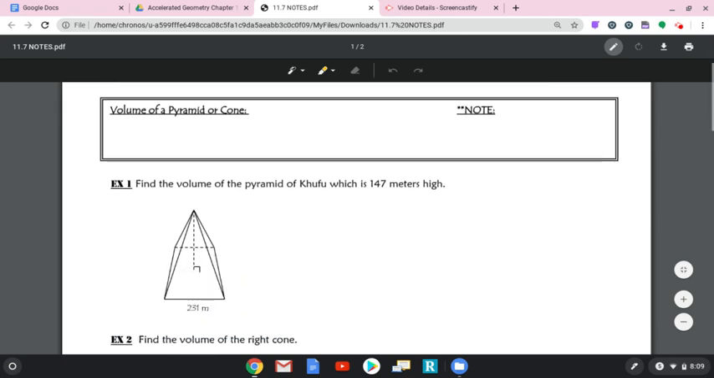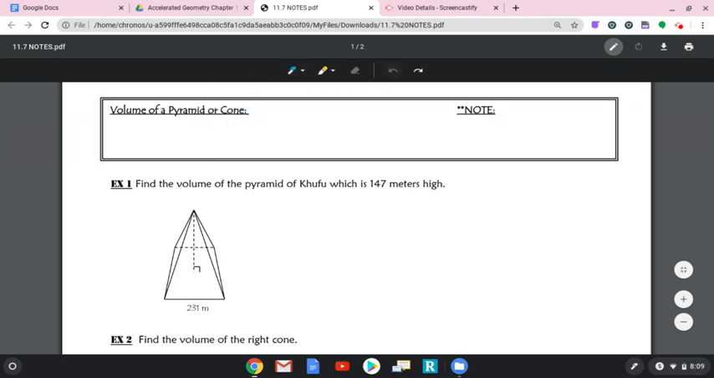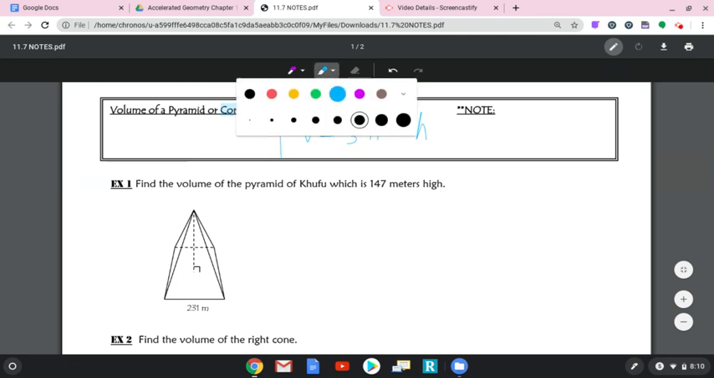But if I wanted to talk about the volume of a pyramid or a cone, if it took 3 cones with the same height and base to be equivalent to a cylinder, I know that the volume of that cone should be 1/3 the volume of the cylinder. So the equation should be 1/3 pi r squared h. That is my cone.